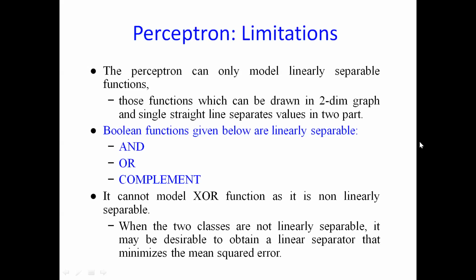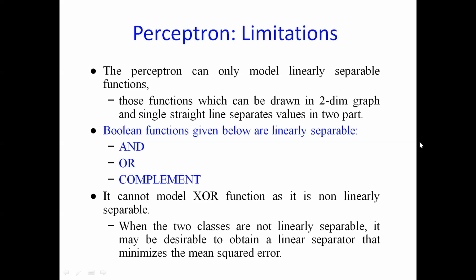Now, coming to the perceptron, as we all know, it has certain limitations as well, because it is a very simple neural network. It is the simplest one, you can say. So what are the limitations that a perceptron can have?